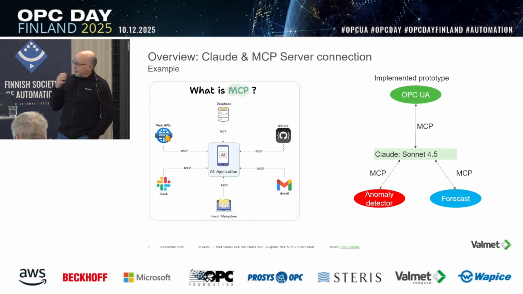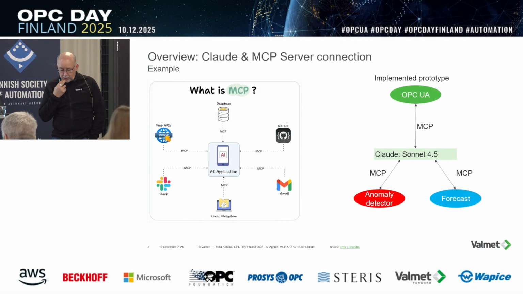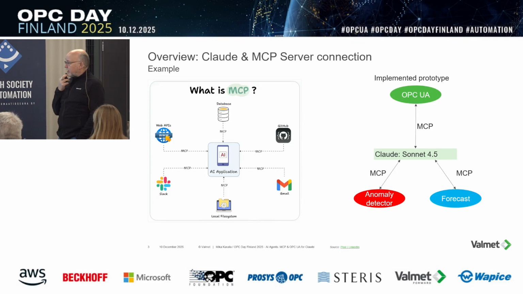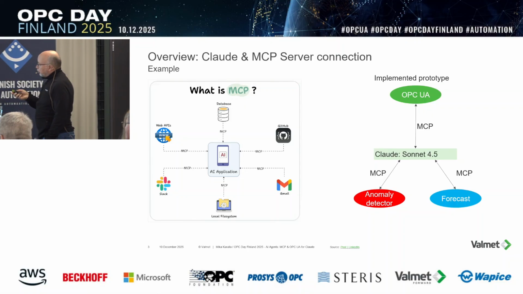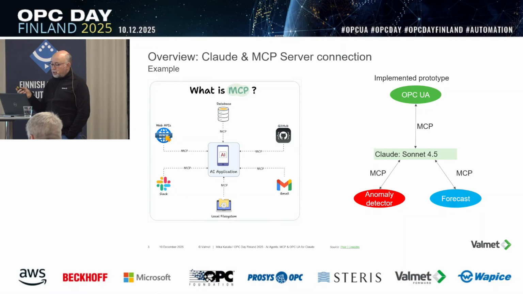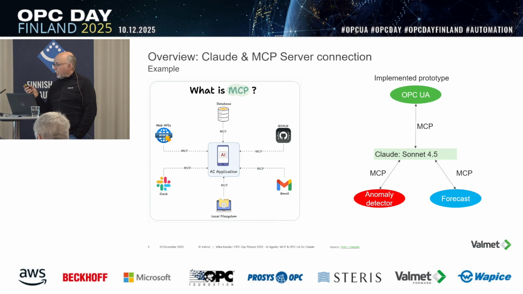So what is MCP? There are a lot of MCP servers available for Slack, Gmail, local file system, databases, GitHub. And I implemented a prototype that contains the OPC UA MCP server, and then also a little bit of what to do with the data that I can fetch from there. I implemented a small anomaly detector. It's not so great, but working, and also a small forecast MCP server.